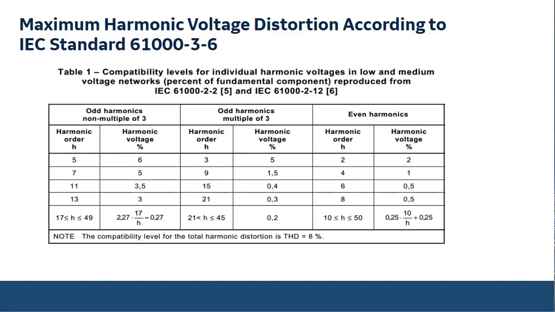So if we don't know anything about the harmonics, then we follow this. From here we can say that for the fifth harmonic, there's a 6% harmonic voltage. 7th, it's a 5, 11th, 3.5, and so on. You can see the numbers in here. And then the main thing is also the sentence in the bottom. It says that the total harmonic distortion is 8%. So you choose values from here so that you will get a total harmonic distortion of 8%.